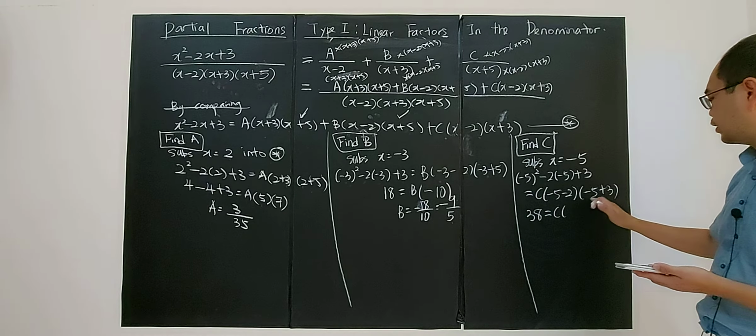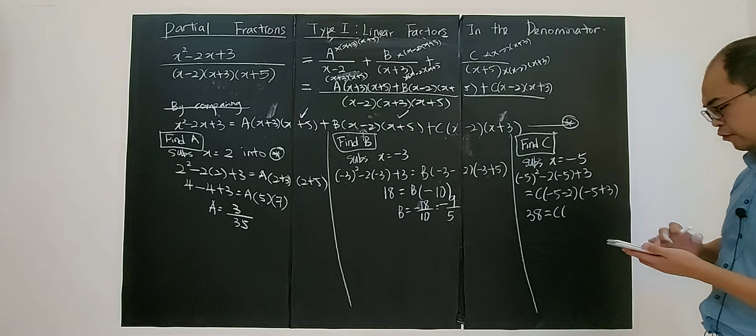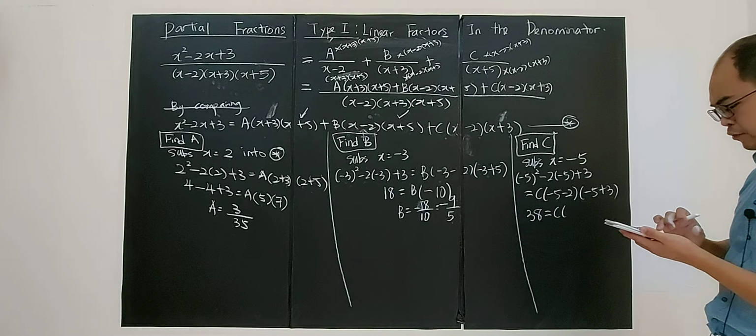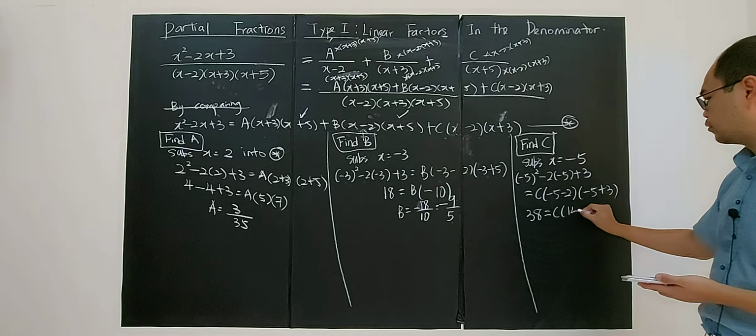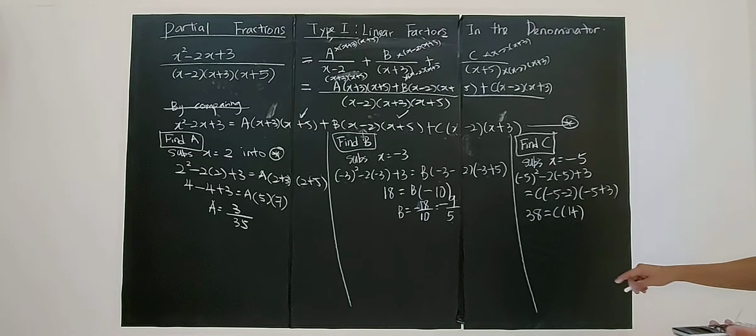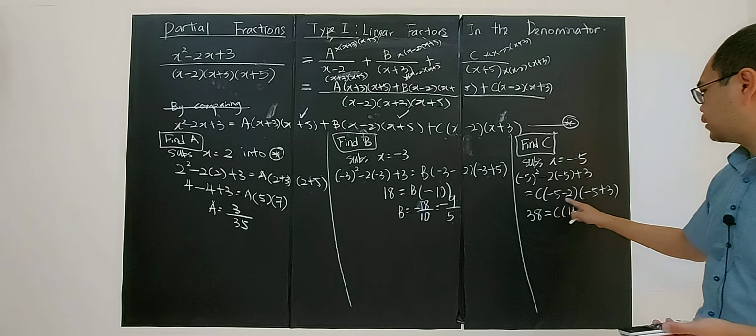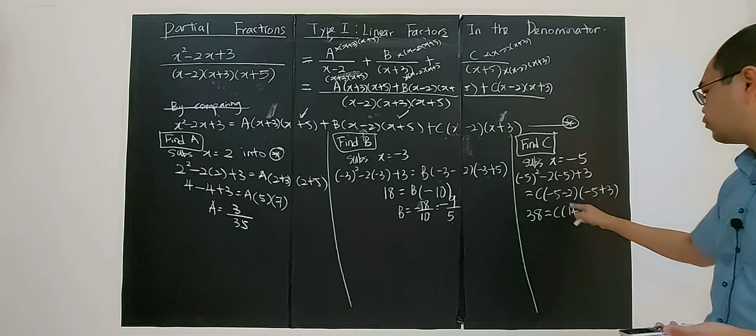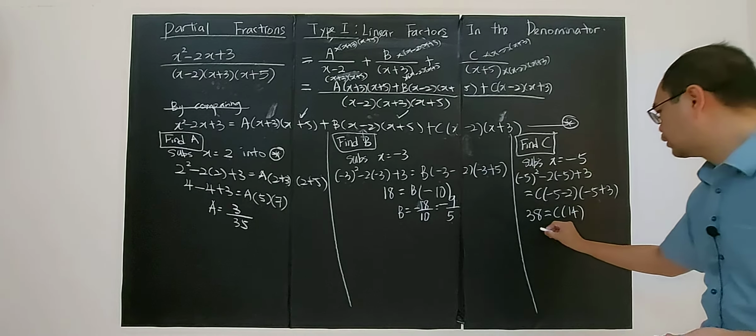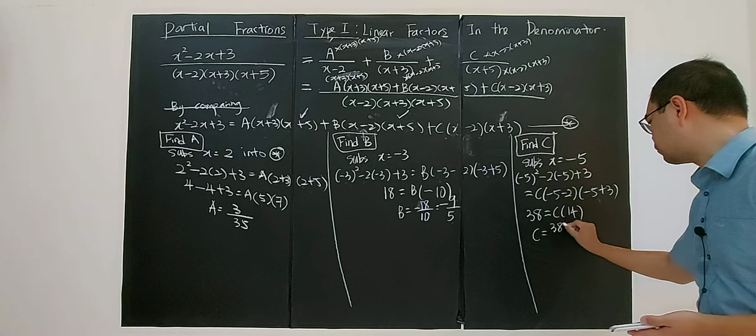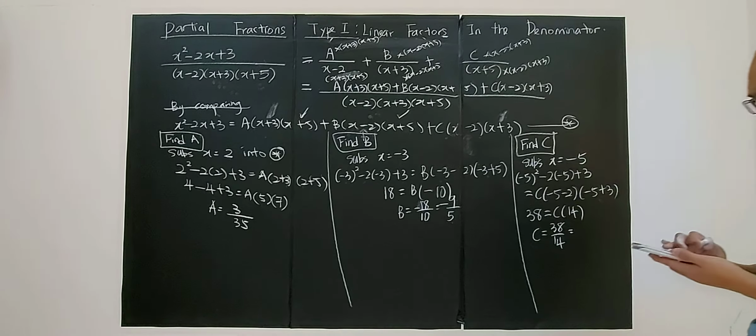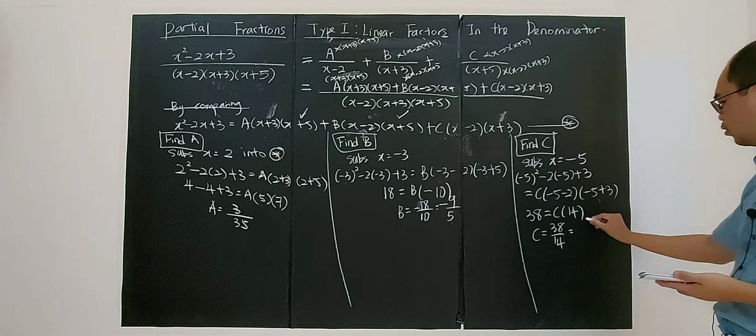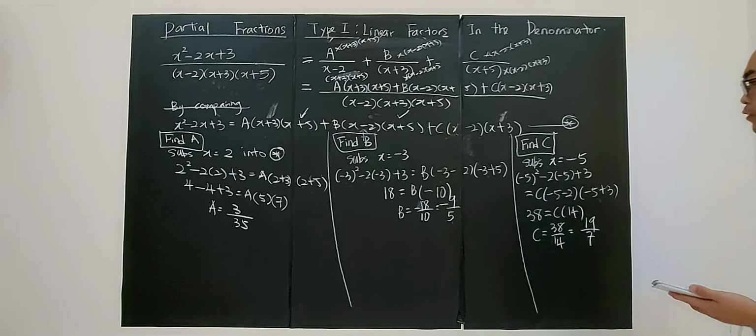Negative 7 multiplied with negative 2, okay? Be careful when you calculate the numbers here. Negative 7 multiplied with negative 2, you have positive 14, right? Negative times negative is positive. So C will be 38 over 14. After simplifying, I think you will have 19 over 7, right? 38 over 14 gives you 19 over 7. Okay, done.